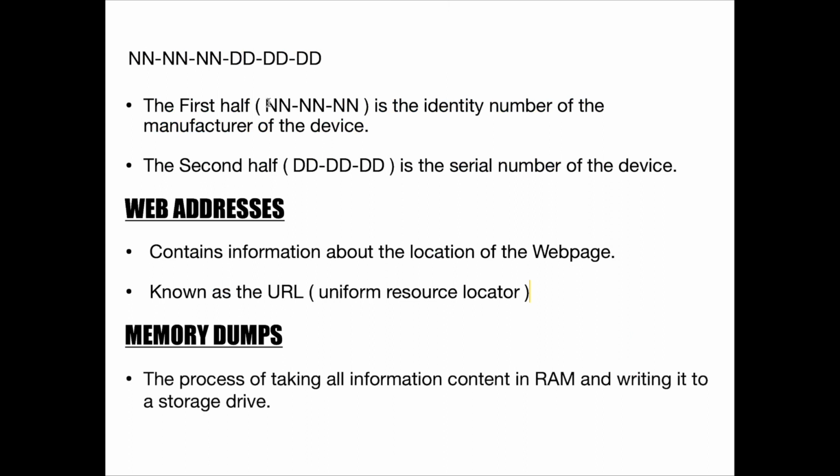The N values represent the identity number of the manufacturer of the device. The D values represent the serial number of the device. A serial number is a unique number that identifies and separates a specific product from others of the same type made by the same manufacturer.